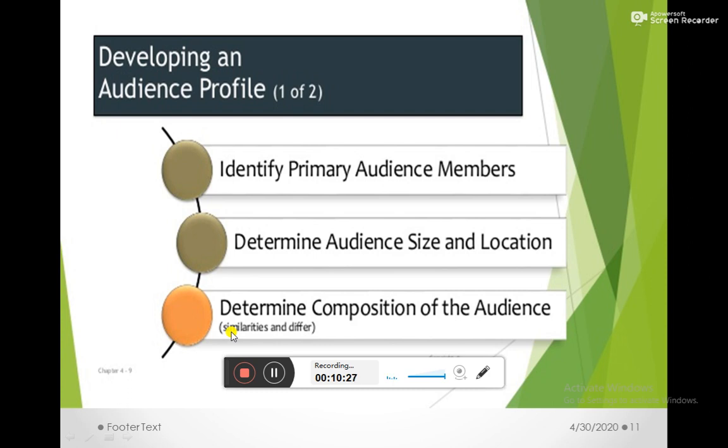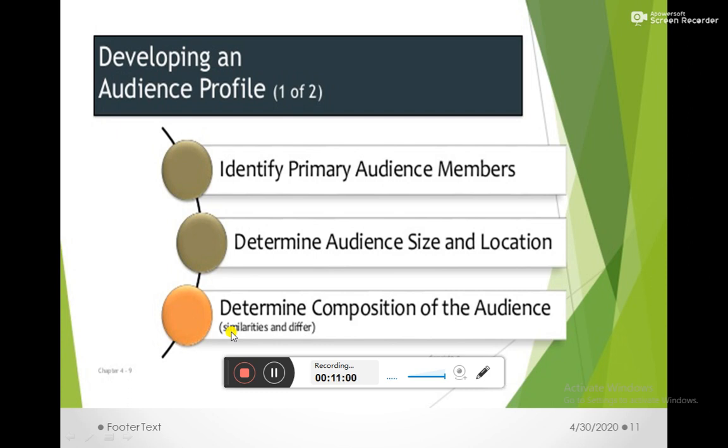So before communicating, you have to develop an audience profile. For the first point, identify primary audience members. What does it mean? It means that for some messages, certain audience members might be more important than others. Don't ignore the needs of less influential members, but make sure you address the concerns of the key decision makers.